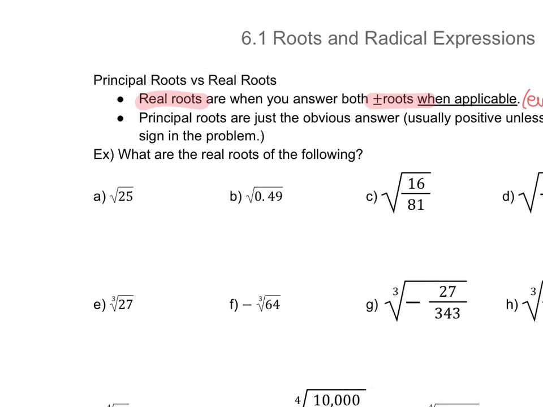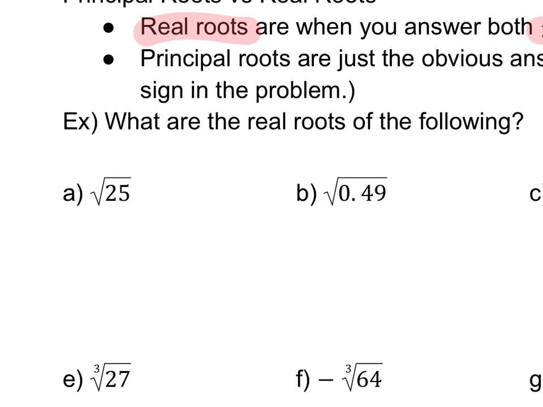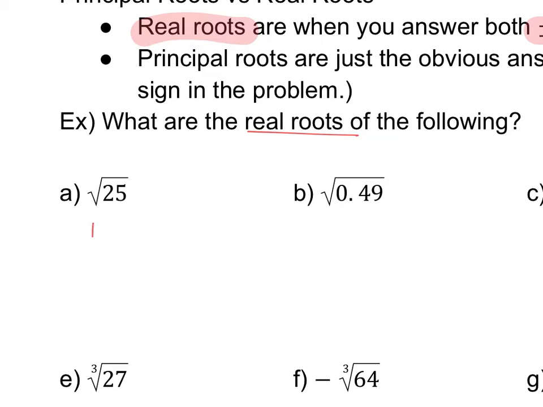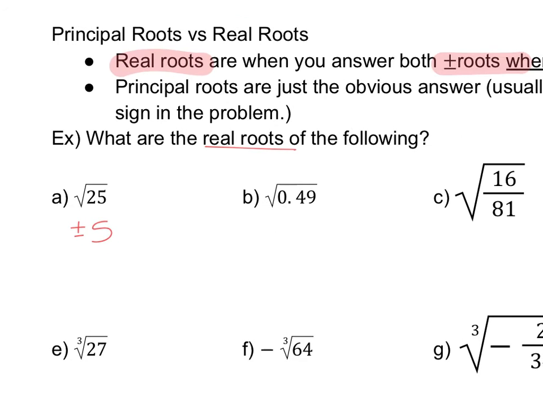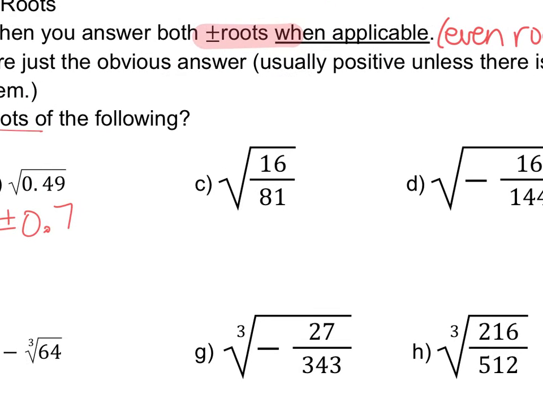So what are the real roots of the following? Well, number 1, the square roots. So the first row is square root of 25, and it's asking for the real. So that would be plus or minus 5. Okay, this one's just a little bit trickier, not too bad. Square root of 0.49 would be plus or minus 0.7. Okay, square root of 16 over 81. That would give you plus or minus 4 over 9.